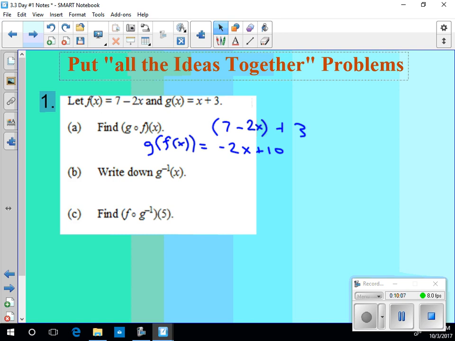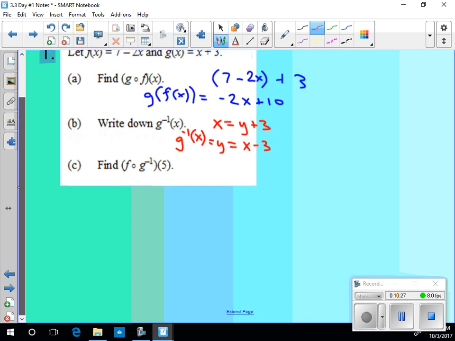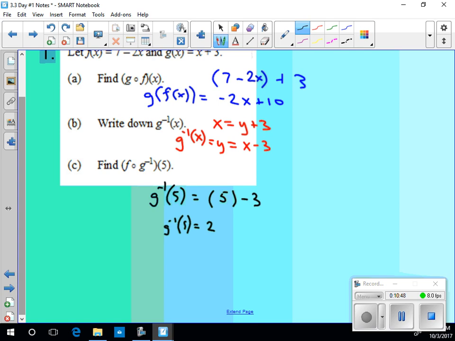Let's find the inverse of g. Well, g is x plus 3. So instead of y equals x plus 3, I'm going to write x equals y plus 3. I'm going to solve for y, so y equals x minus 3. So here's g inverse of x, which is equal to y, which is equal to x minus 3. Now let's find f of g inverse of 5. So far, so good? Let's first do g inverse of 5, which is x minus 3, plugging in a 5, which gives us g inverse of 5 equals 2.